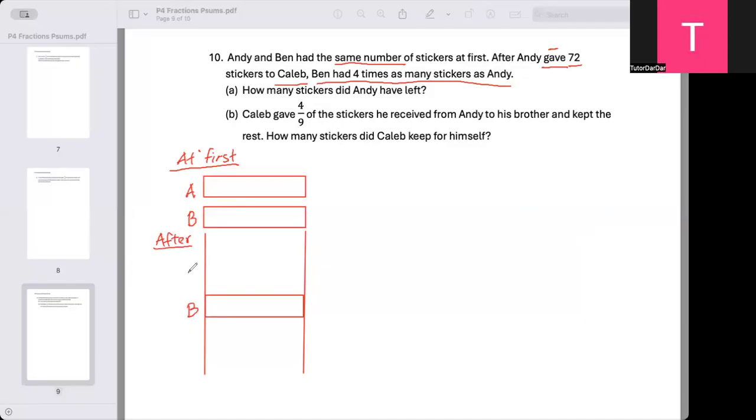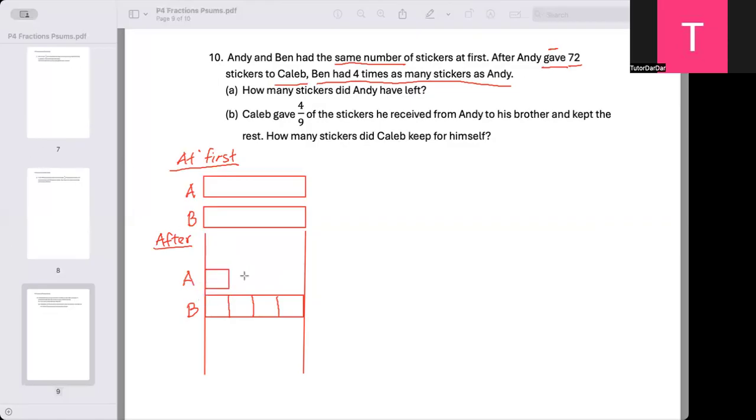Now, we are going to draw Andy. Andy gave away 72. So that means a portion of it is going to be gone. And after that portion is gone, Ben is going to have 4 times as many stickers as Andy. So I'm going to break Ben into 4 portions first. Why? Because after that, Ben is going to be 4 times Andy. Now I will be drawing Andy, which is 1 unit of Ben.